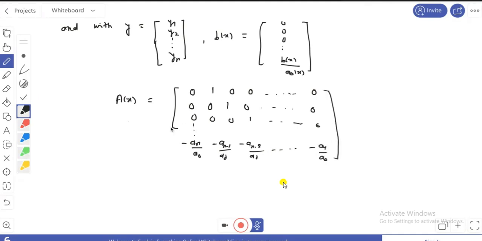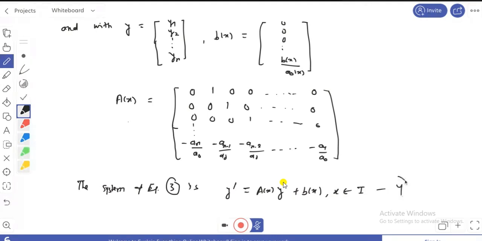Okay, so this is your matrix, and the system of equations, that is 3. This can be written as y prime equals ax y plus dx, where x belongs to this interval. Okay, and here equations 3 and 4 are equivalent because we have found from that. Okay, equation number 3 and 4 are equivalent.